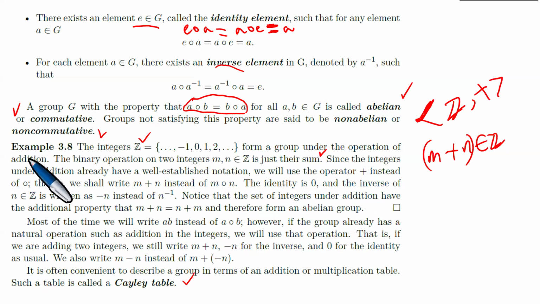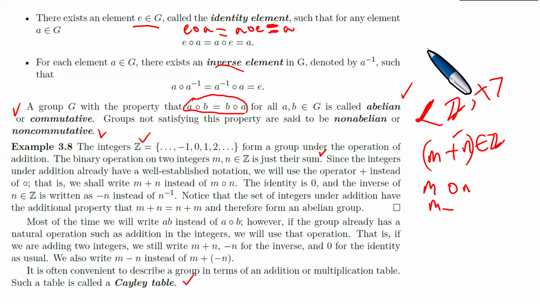Just the sum. Since the integers under addition already have a well-established notation, we will use the operator addition instead of the composition. So instead of speaking about the composition of m and n for the integers, we're going to use addition. The identity is 0. And the inverse of n in Z is written as minus n instead of n inverse.